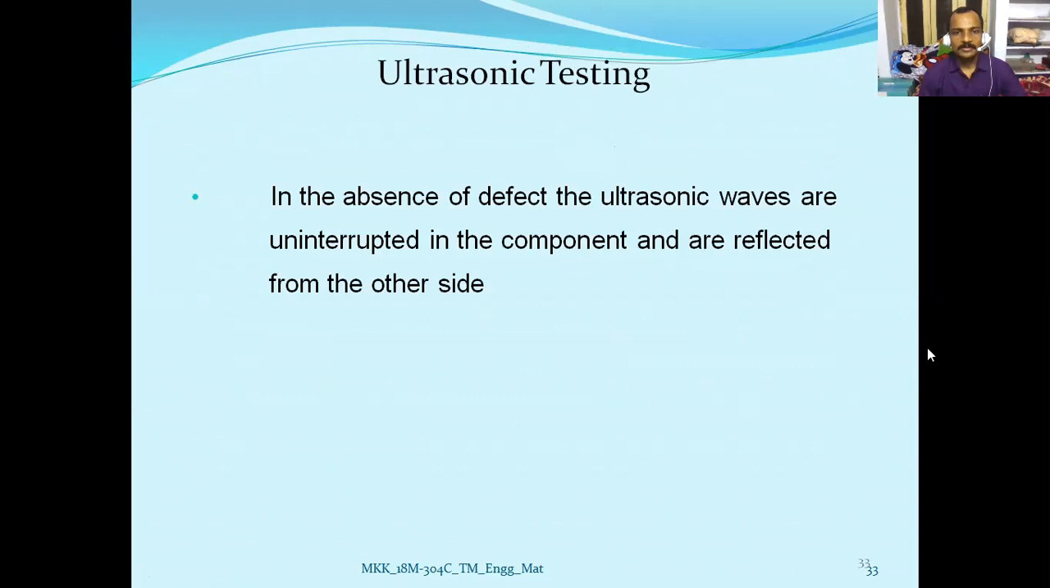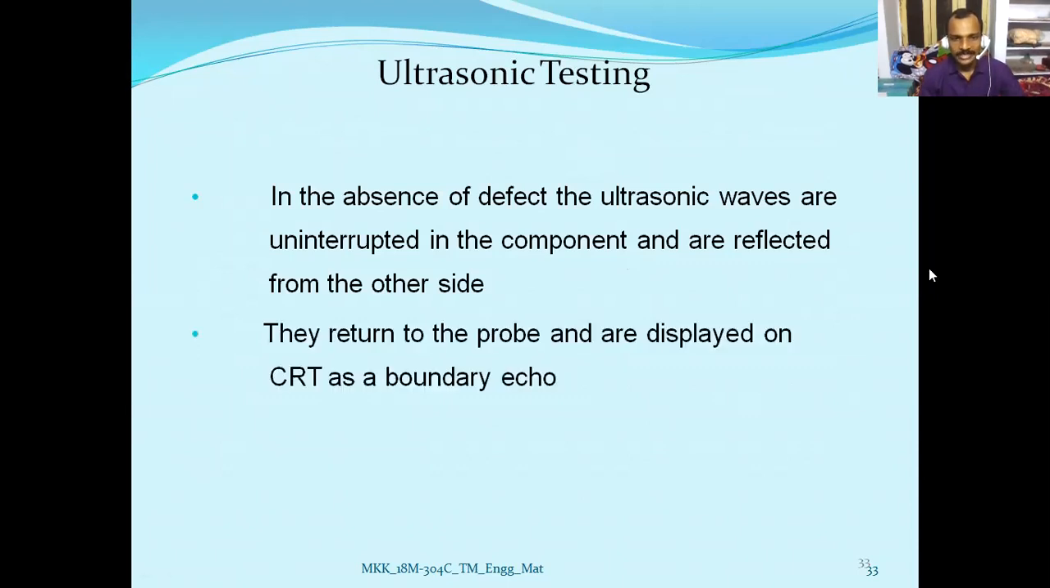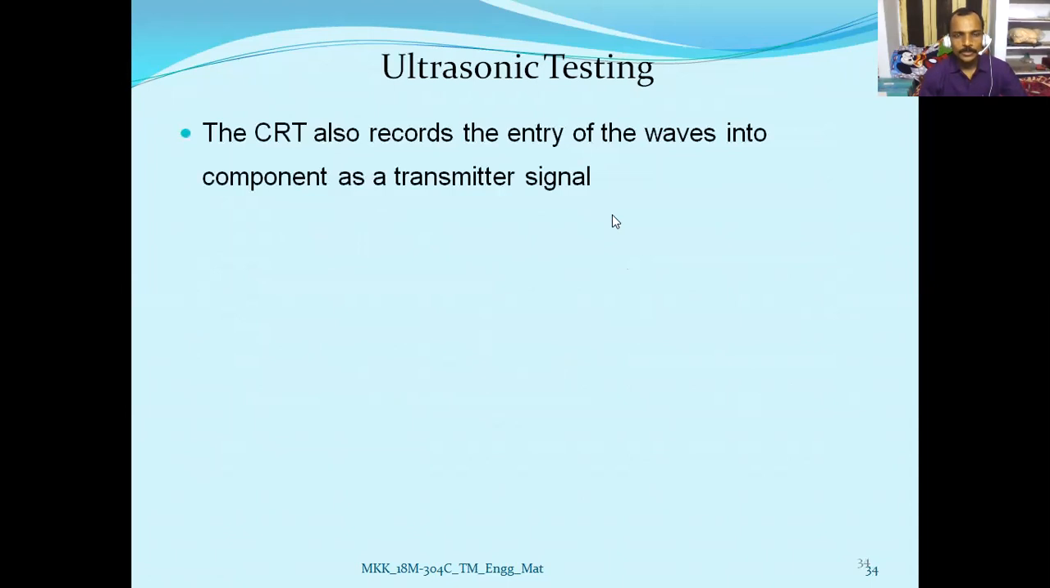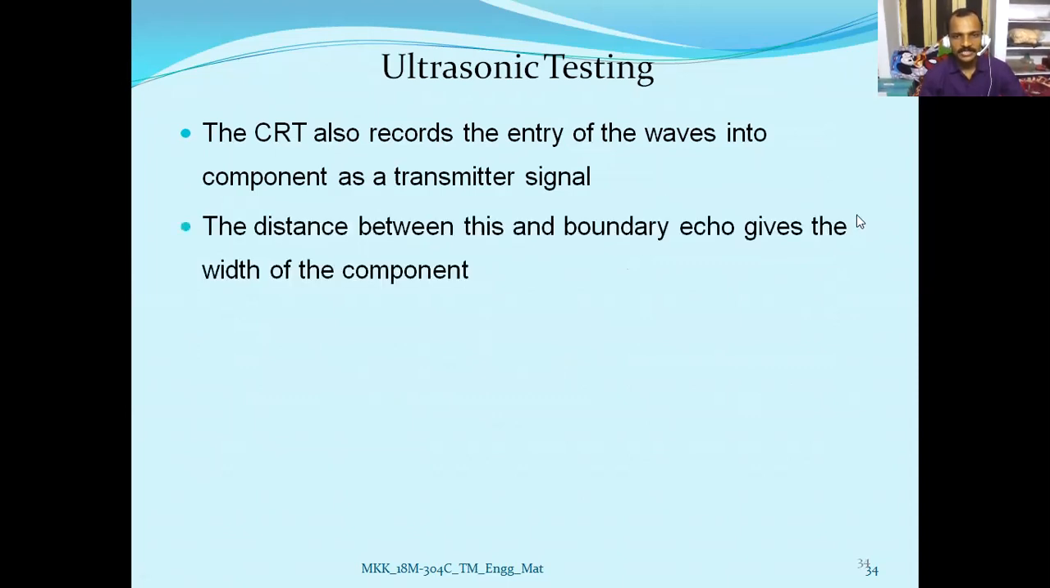In the absence of defects, the ultrasonic waves travel uninterrupted through the component and are reflected from the other side. Then they return to the probe and this will be displayed on the CRT as a boundary echo. The CRT also records the entry of the waves into the component as a transmitter signal. The distance between this transmitter signal and the boundary echo gives the width of the component.